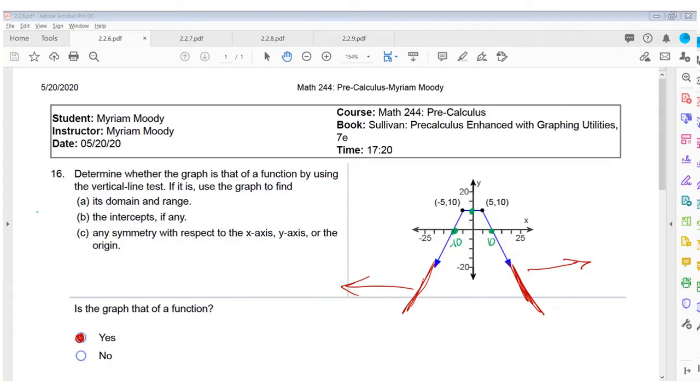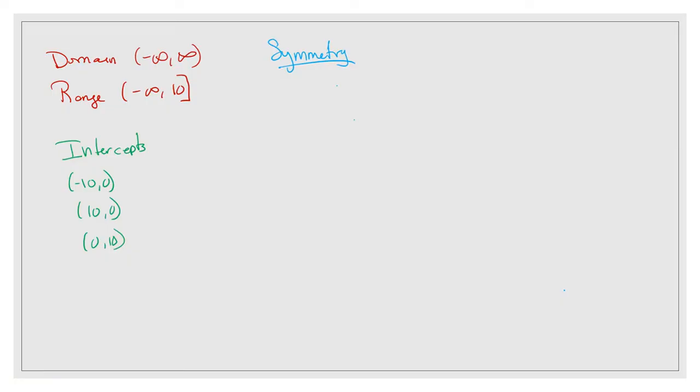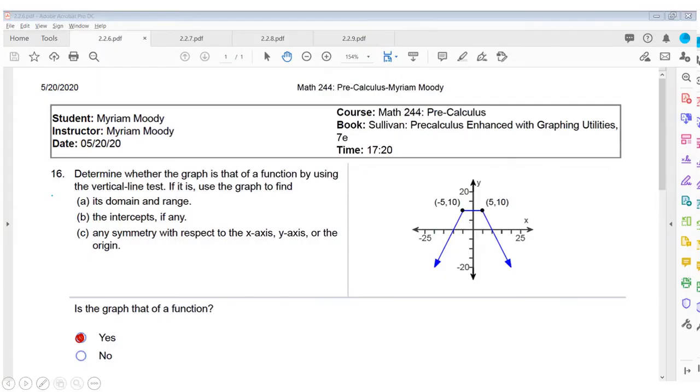Got any symmetry? Take a look. I'll erase all my drawings here, and you tell me if we have any symmetry. Good. I see it also. All I see is y-axis symmetry. I don't see any x-axis, and I don't see any origin symmetry. Cool? Good, because if you fold it on the y-axis, it mirrors itself.